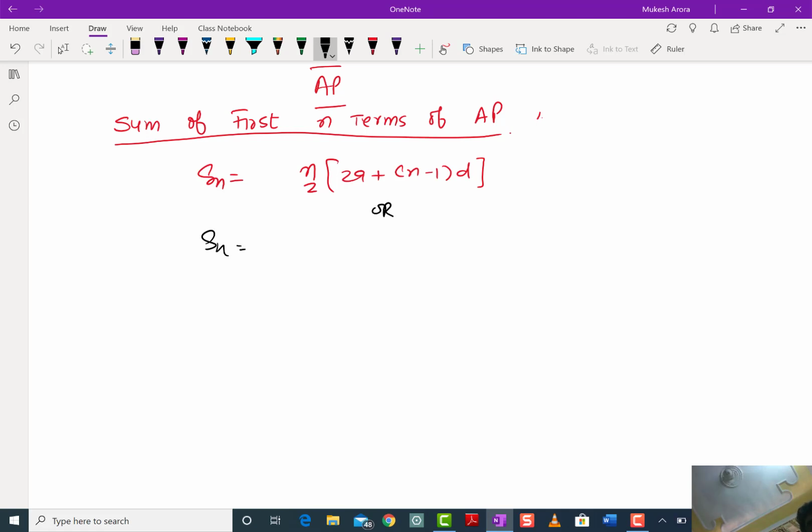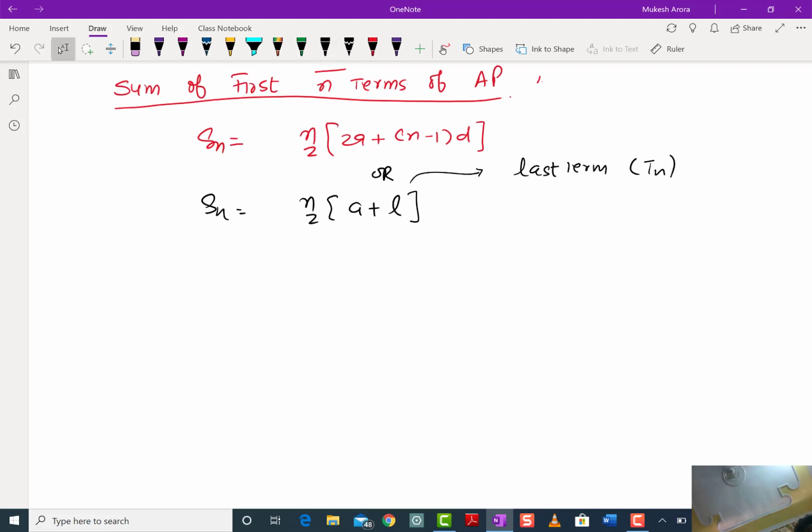The second formula is n by 2 into a plus l, where l is the last term, which means the nth term. And we have a derivation also in our syllabus, so let's derive the formula first.